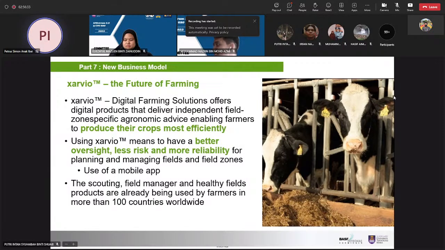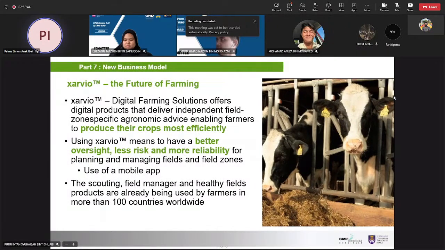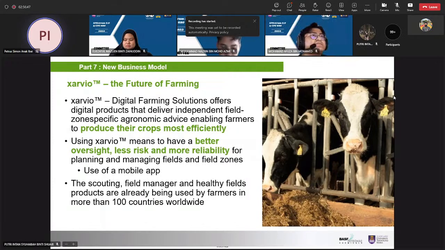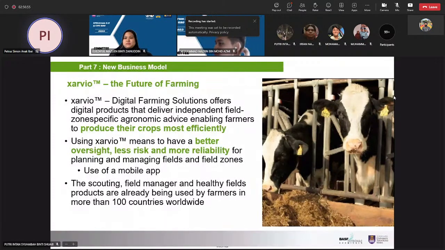Technically, this is also one of the applications that we use in Malaysia, on how to produce high-yield rice in the northern part of Malaysia. Using Xarvio, you have better oversight on how to manage the risk related to your crops, and how to increase reliability in planning and managing your crops and the field zones. There are the scouting, the field manager, and also the healthy fields products. These solutions are already used in more than 100 countries worldwide, including Malaysia.